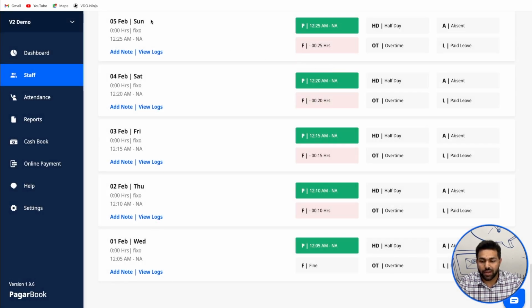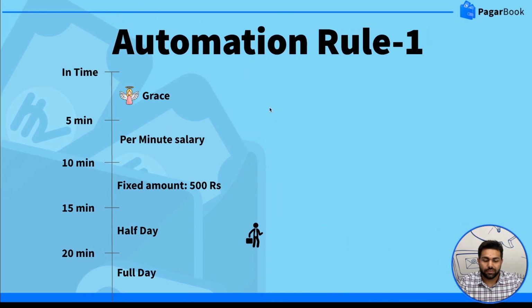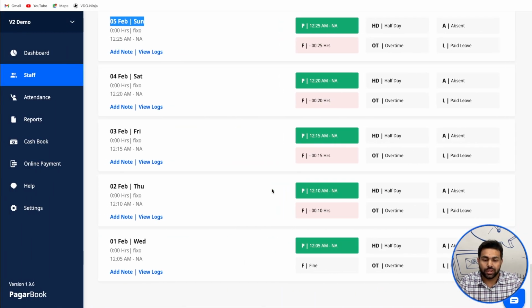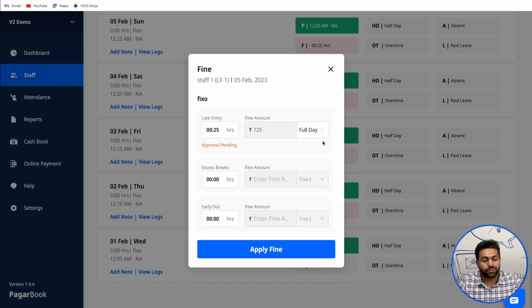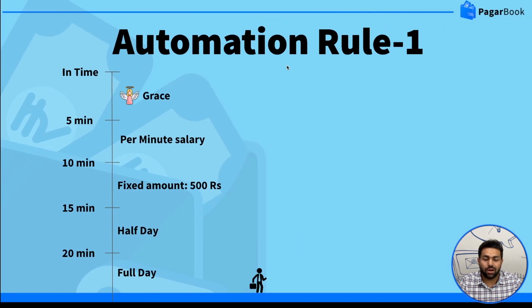Now on 5th Feb, staff is again coming late and now he is coming late for more than 20 minutes. So here the fine deducted is full day fine and accordingly amount will be deducted. So this is how automation works.